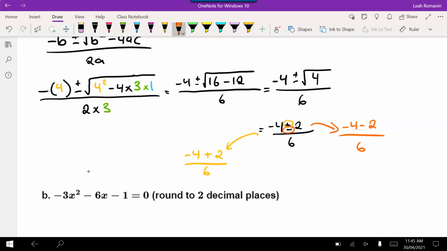So they're my two solutions separated now. I've gotten rid of my plus minus. I've separated the plus and minus. So I'm going to have over here -4 plus 2 is -2, so -2 over 6, which is -1/3 once you simplify it. And then -4 minus 6 is -6 over 6, which is equal to -1. So my two solutions for x are -1 and -1/3. That's how I get my two solutions.